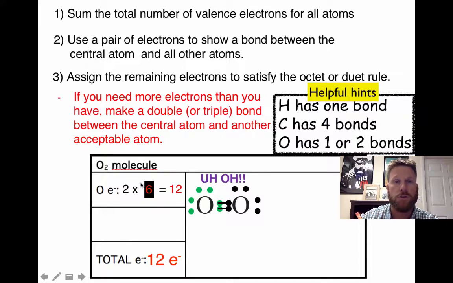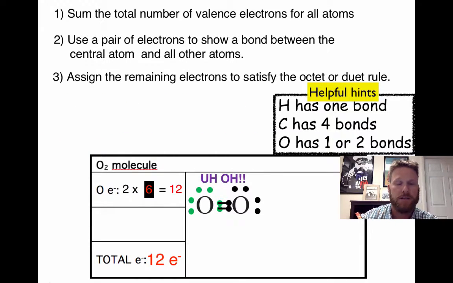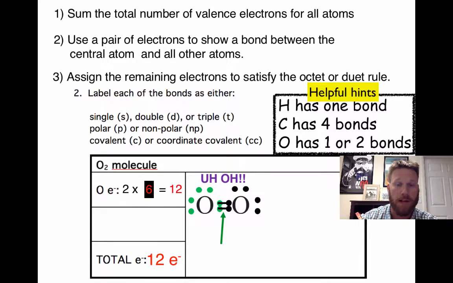Check this out. By doing that, each oxygen now fulfills the octet rule, and you've assigned the correct number of electrons. Look, this oxygen has 2, 4, 6, 8 electrons, and this oxygen has 2, 4, 6, 8 electrons. It fulfills the octet rule. This bond that you see here is a double bond.